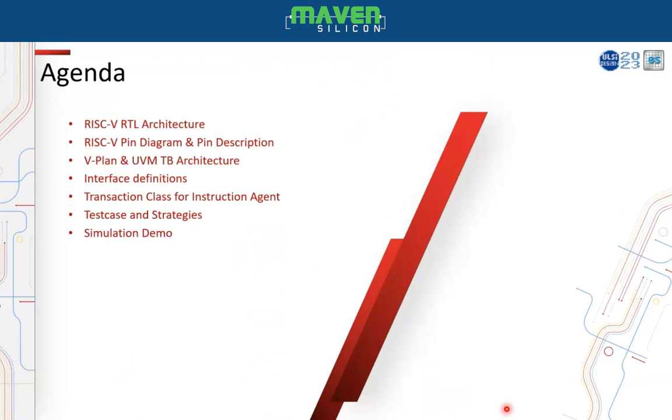So as a part of this presentation, I am going to cover what is the RISC-V RTL architecture that we have implemented and verified using UVM based test bench. And I'm going to show you the pin diagram and the pin description of this particular RTL, and later on I will show you the verification plan and the TB architecture.